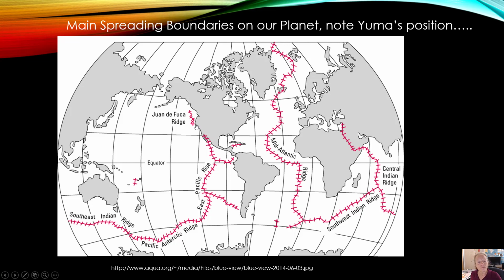It disappears here. That's where the San Andreas is. So the San Andreas is not a spreading ridge, but it comes out over here. We'll have to find out what the San Andreas is.